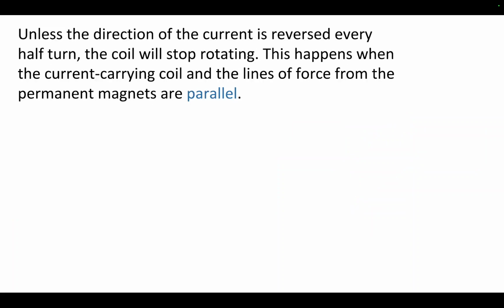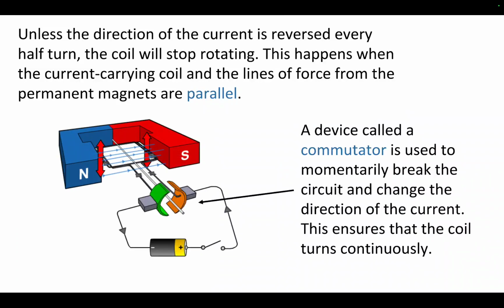Right, so in the next video I'm actually going to recap this with different types of diagrams, but essentially you really need to know this. Unless the direction of the current is reversed every half turn, so this is in an actual DC motor, like DC motors power electric vehicles, you need to change the current every half turn, otherwise the coil will stop rotating. So what we use is a split ring commutator.